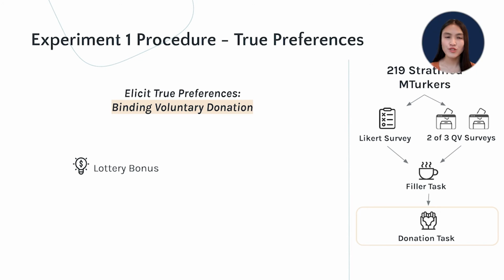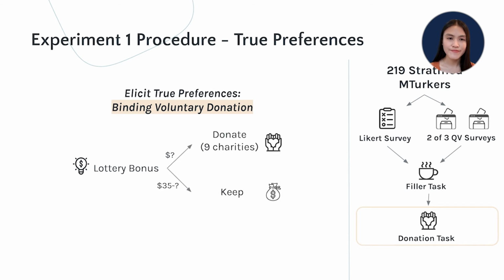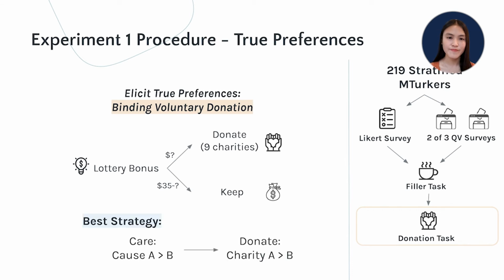To understand participants' true preferences on the societal causes, we used a binding voluntary donation task on charities of the 9 causes with a lottery incentive. We asked them how much they would like to donate to any of the 9 charities and how much they would like to keep to themselves. Since they would want to maximize their bonus, they should donate more to Organization A than B only if they care more about the cause of Organization A.